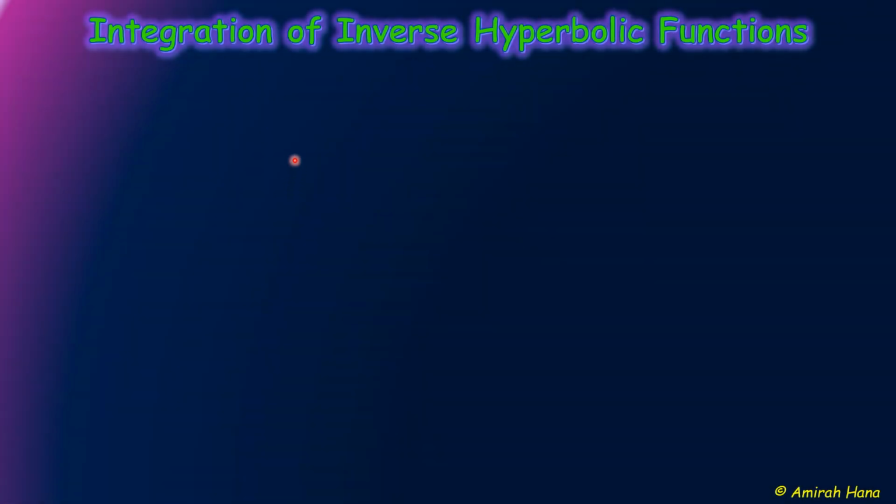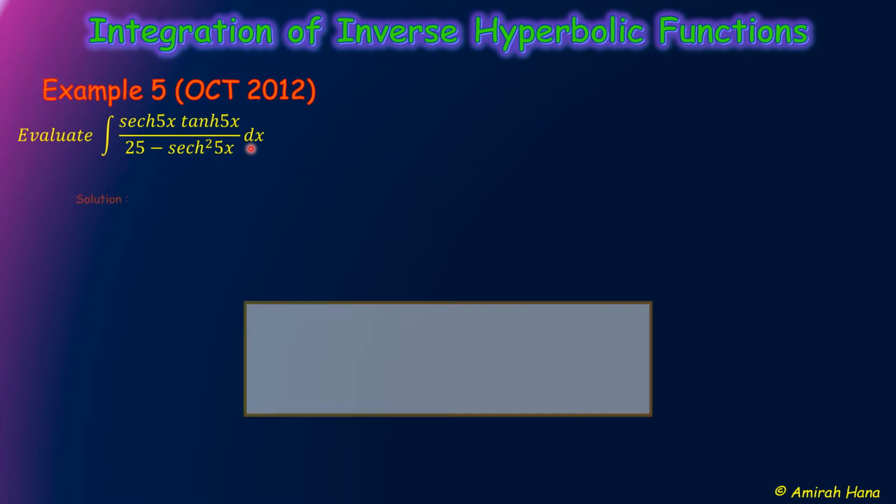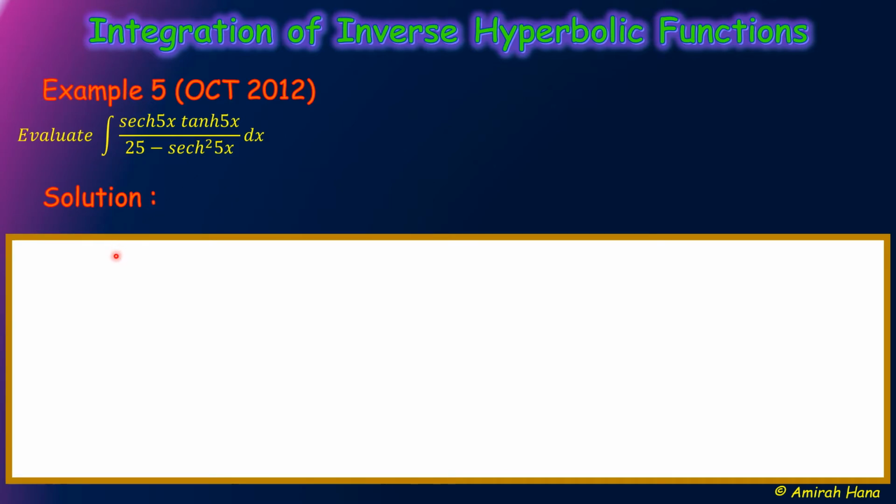Okay, now we continue with integration of inverse hyperbolic function. We look at example 5 in page 55 from previous semester papers, October 2012. The question is, evaluate the integration of sec 5x tan 5x over 25 minus sec squared 5x dx. The solution is as follows.